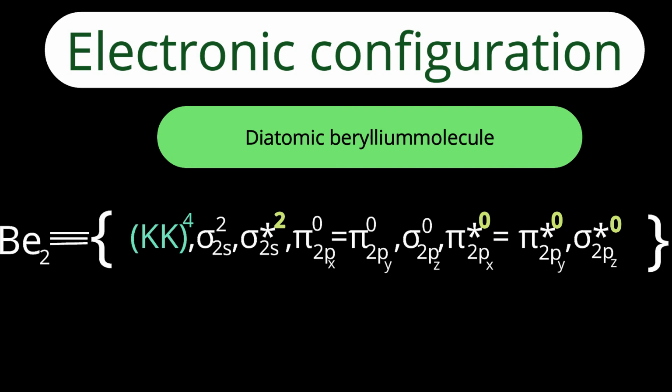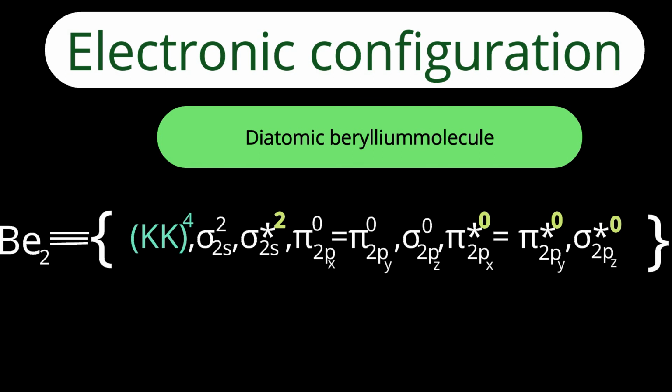So KK, the first shells, have 4 electrons because in each K, 2 electrons can be accommodated. Then the sigma 2s orbital has 2 electrons. Sigma star 2s has 2 electrons. Pi 2px has no electrons, but has the same energy as the pi 2py orbital, so I represented it with an equal sign. Pi 2py, 0 electrons. Then I put a comma, meaning an energy gap is there. Next higher energy level orbital is sigma 2pz, 0 electrons.